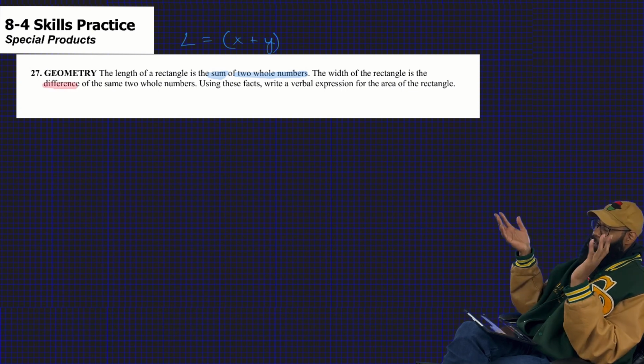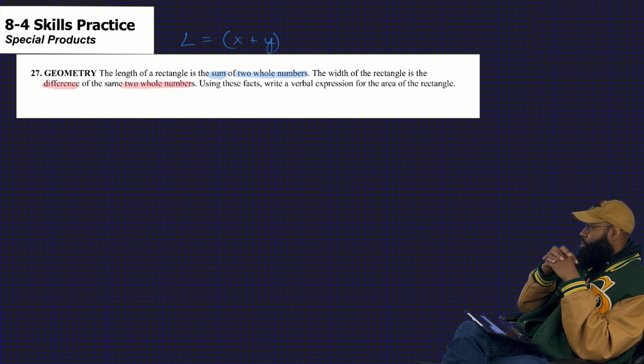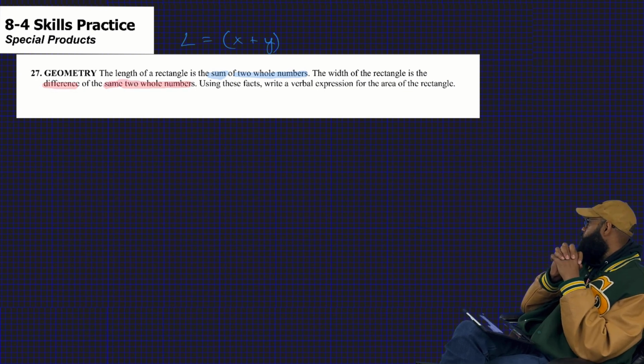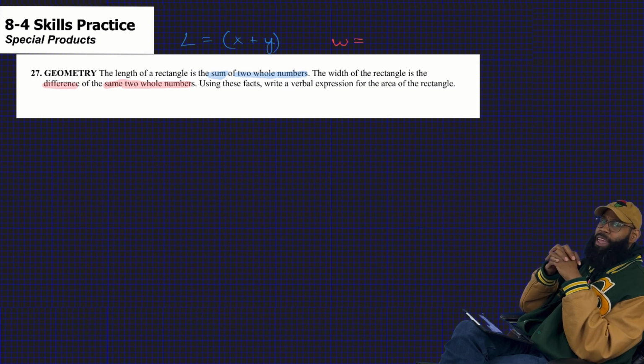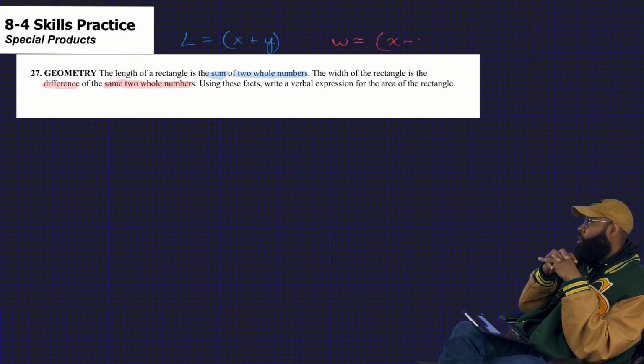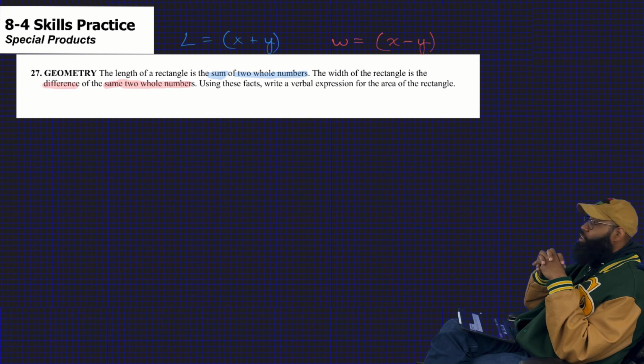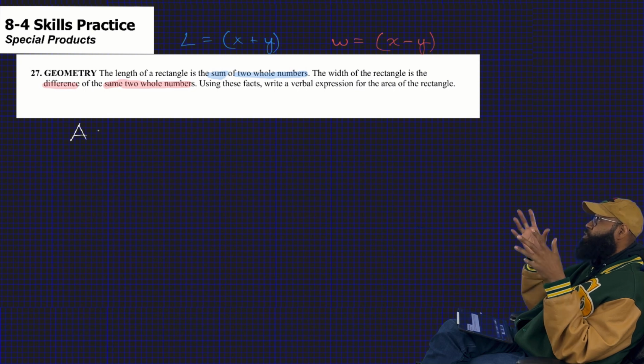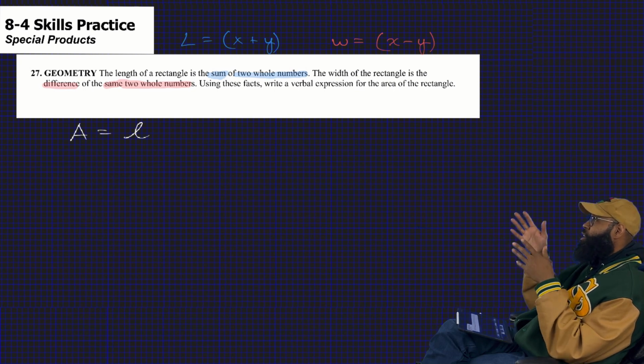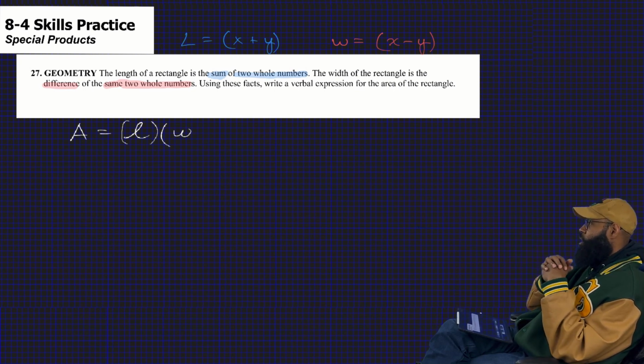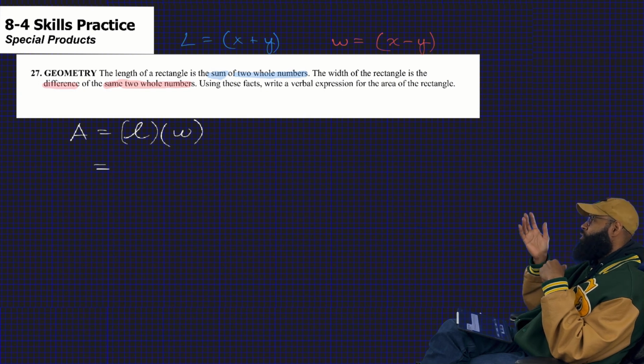Difference means subtraction. We learned that a long time ago. So the difference of the same 2 numbers. So if I'm using x for the first number and y for the second, I gotta use x and y again because it's the same 2 numbers. So the width is x minus y. Got it. How do we find the area of a rectangle? Because that's what they're asking. Write a verbal expression for the area of the rectangle. So area is equal to length times width.